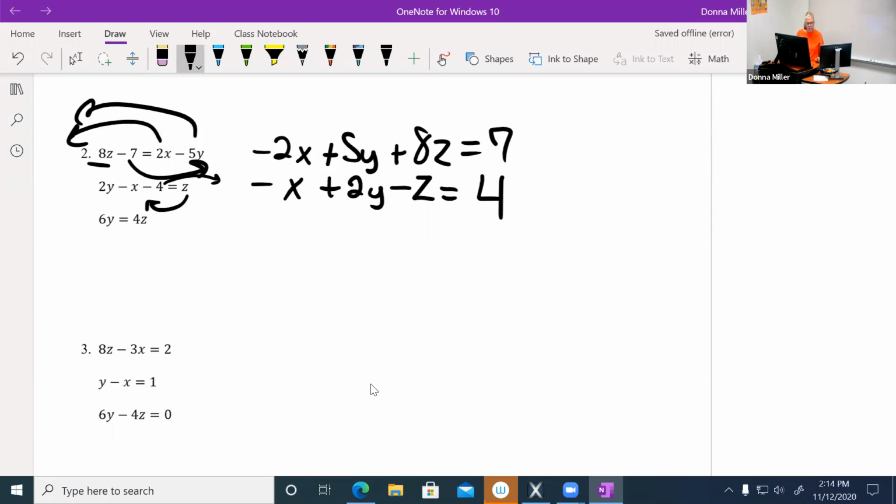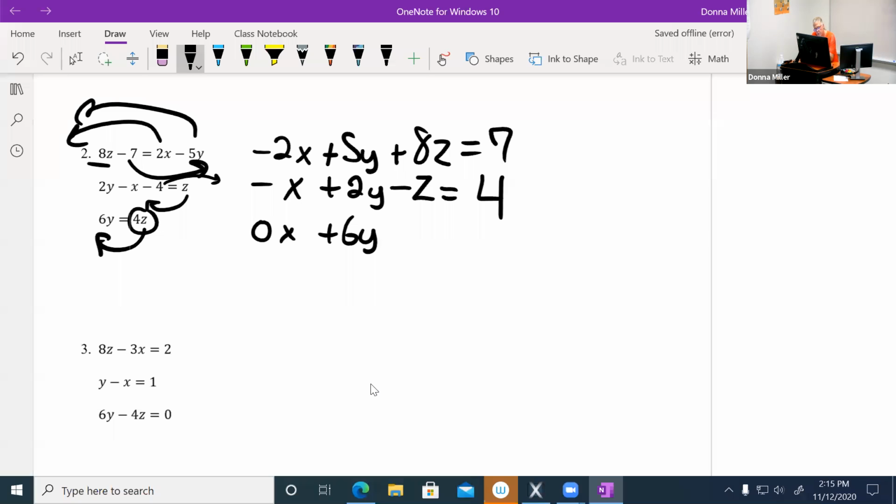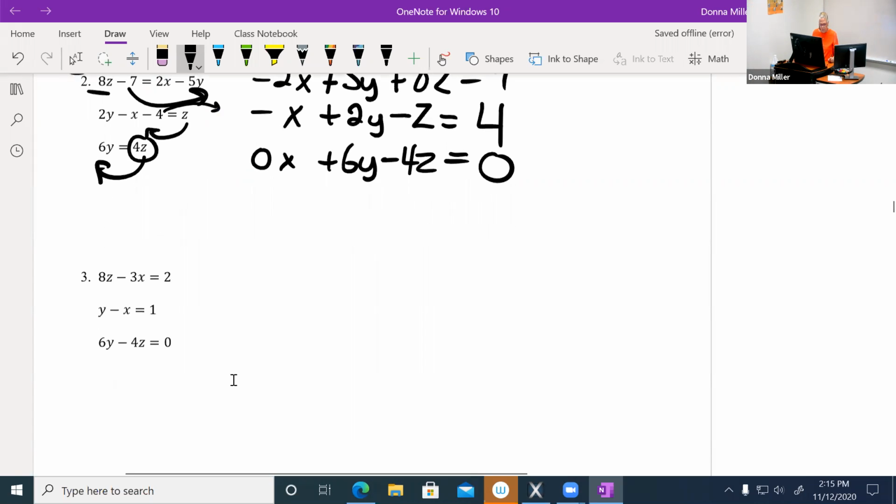There is no x term. When there is no x term, it's a 0x. So it's 0x plus 6y. Now the 4z has to get moved over, so I'm going to write minus 4z, and what's left is nothing. Then I would make a matrix out of that. Always do it in alphabetical order. If a variable is missing, put a 0 there.